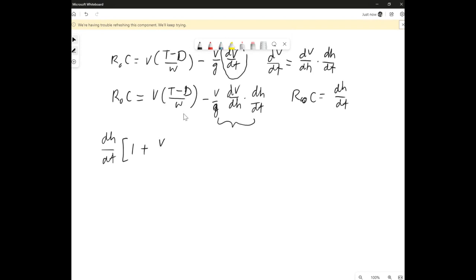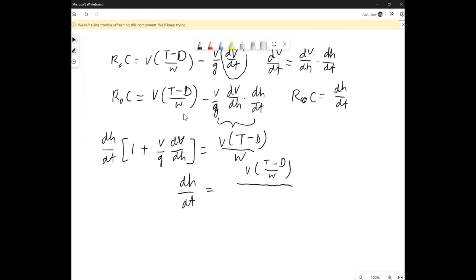Right? Then if I move this term to the left side, I have dH/dt times (1 plus V over g dV/dH) equals V (T minus D) divided by W. Okay, so if I make this a single term, then I have (T minus D) divided by W on top, divided by (1 plus V over g dV/dH).